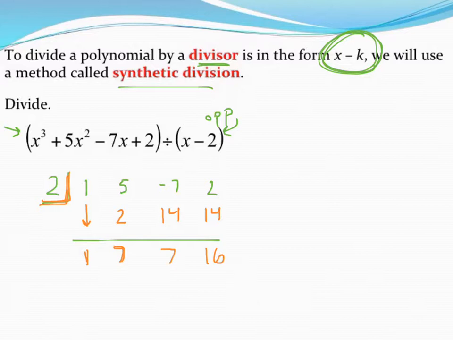Now, we're done with the problem, but we have one more little thing we need to do. We do need to write our answer as another polynomial. So these numbers are our coefficients in our answer. The 1 represents 1x, and you always are going to start 1 power lower than what you began with. So since we began with x to the third, our answer is going to begin with 1x squared.